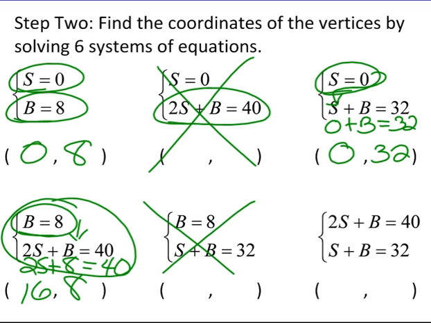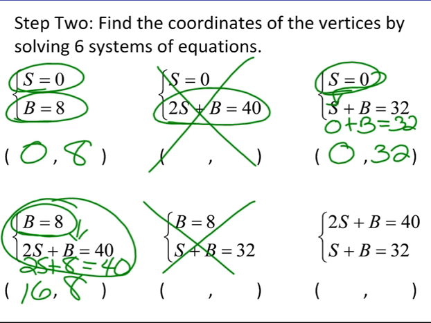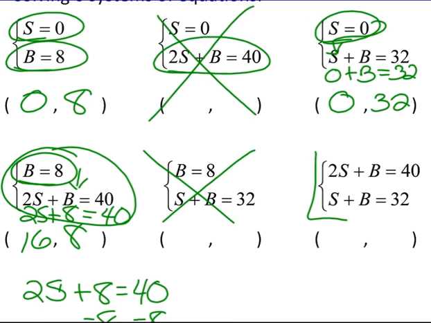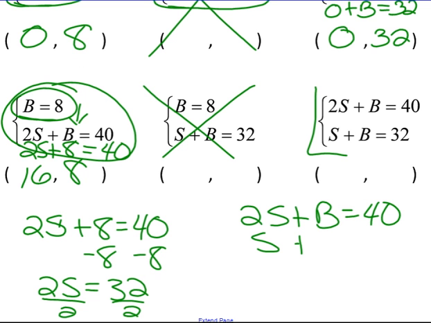And since we need 4 sides, we need 4 points, the last one must be the one we need. So let's take a look at this one right there. And that one's going to be a little bit more work. So we have 2s plus b equals 40, and we have a system of equations. We got 2 equations. We need to figure out where those 2 lines cross.